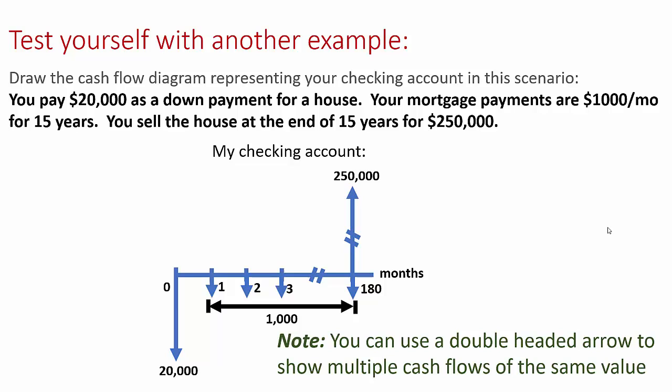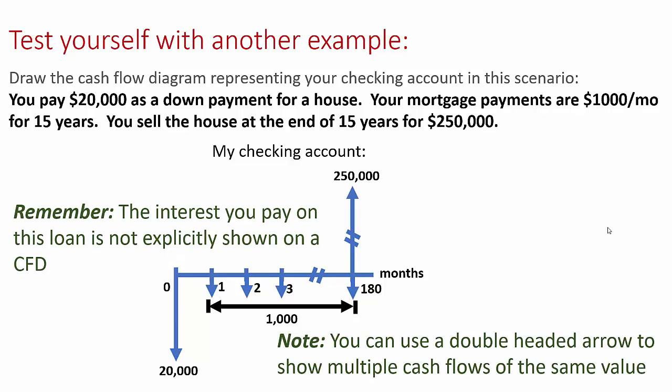So notice that you can use a double-headed arrow to show multiple cash flows of the same value. I didn't have to write 1,000, 1,000, 1,000 all the way down the cash flow diagram. I could use a double-headed arrow to show that all of those cash flows are the same. Remember, the interest you pay on this loan is not explicitly shown on a cash flow diagram. Only sums of money that we take out or put in are shown.